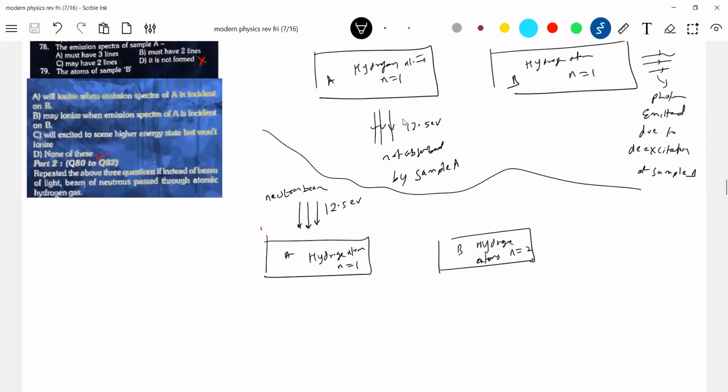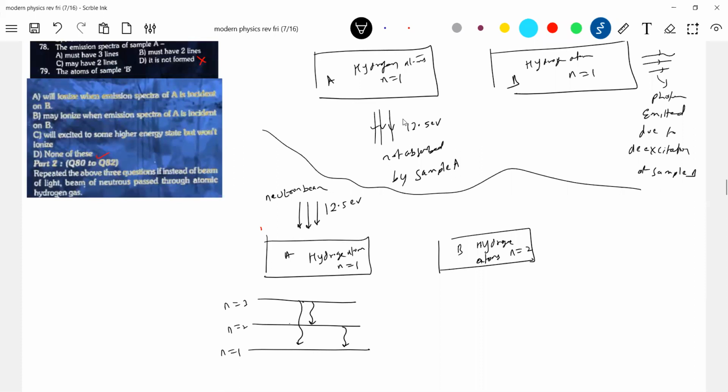Okay, then we'll do one thing. n equal to 1, 2, and 3. So n equal to 3 is also possible. Yes, sir. Then what happens? We'll get photons. This is one photon, this is another photon. So these are the 3 photons that will be available.